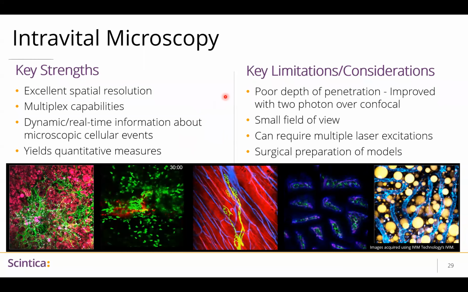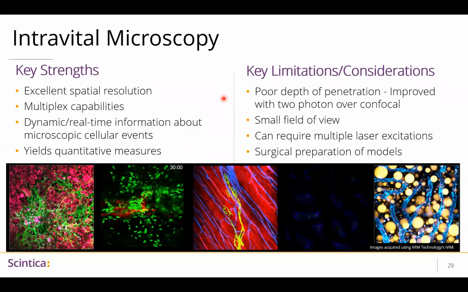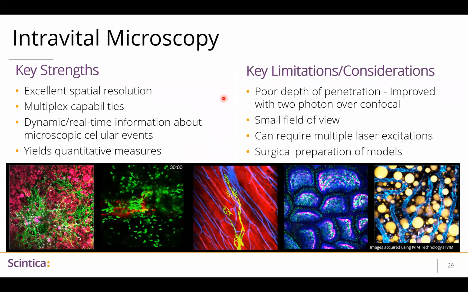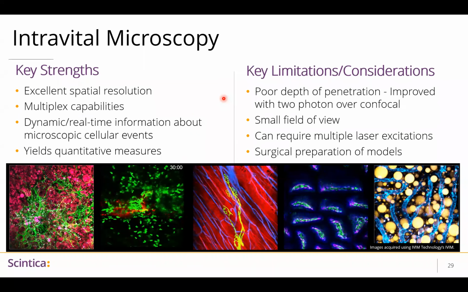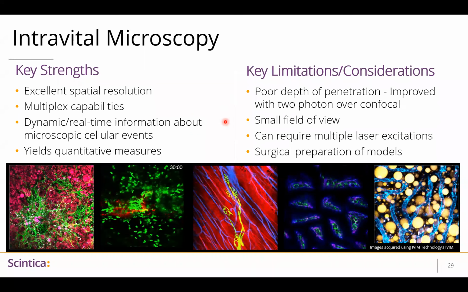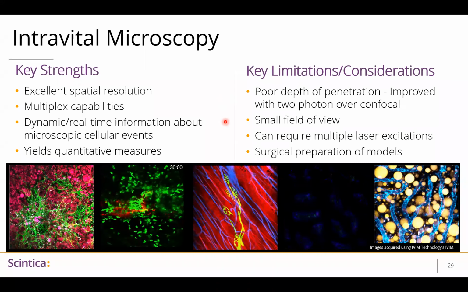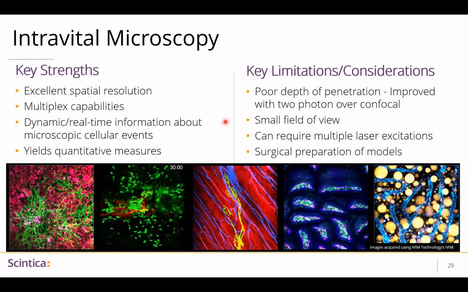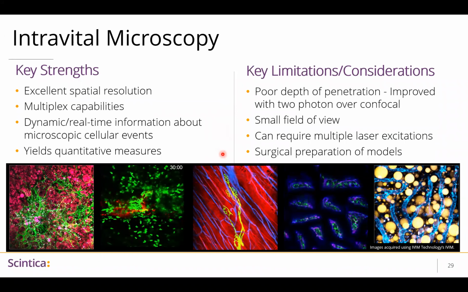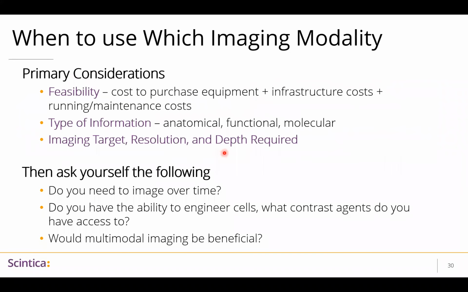There is relatively poor penetration, as with most optical imaging, with 2-photon and confocal imaging, which is where we use that optical window to help us get to the site of interest. A small field of view, we are using a microscope objective, but again, with this system, we can tile different fields of view together to increase our field of view. We need to use multiple lasers for the different excitations. And of course, we need that optical window for some models to be able to see our targets of interest.